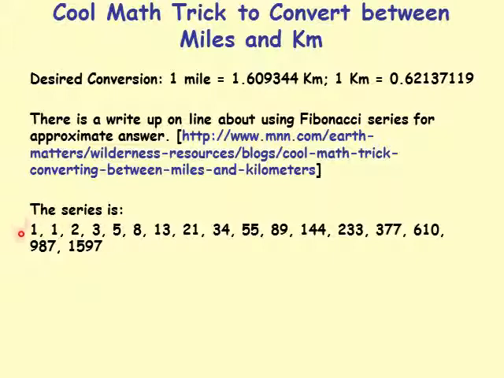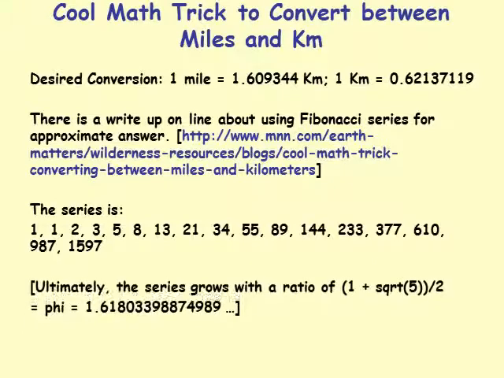You can also start with 0 and 1. Start with 0 and then 1, then add them together to get 1, then add two ones together to get 2, add 2 and 1 together to get 3. Similarly, add 55 and 89 to get 144, and so on. And you can continue forever.